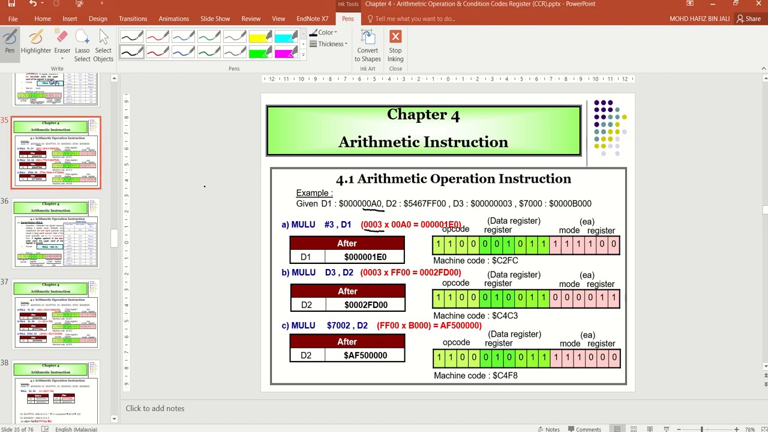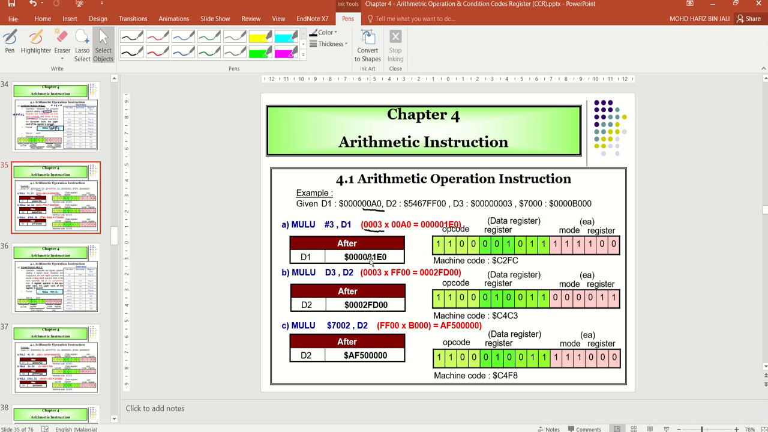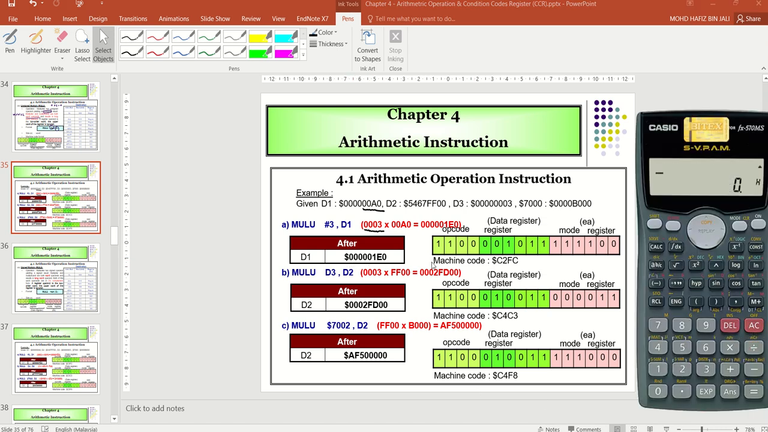But as per the definition, the result will have to be in long word, so the rest you need to fill up with 0. If you just multiply 3 by A0, also no problem, I think. 1E0. Just make it 8 bit because it is a long word. The answer needs to be in long word, stored in D1.